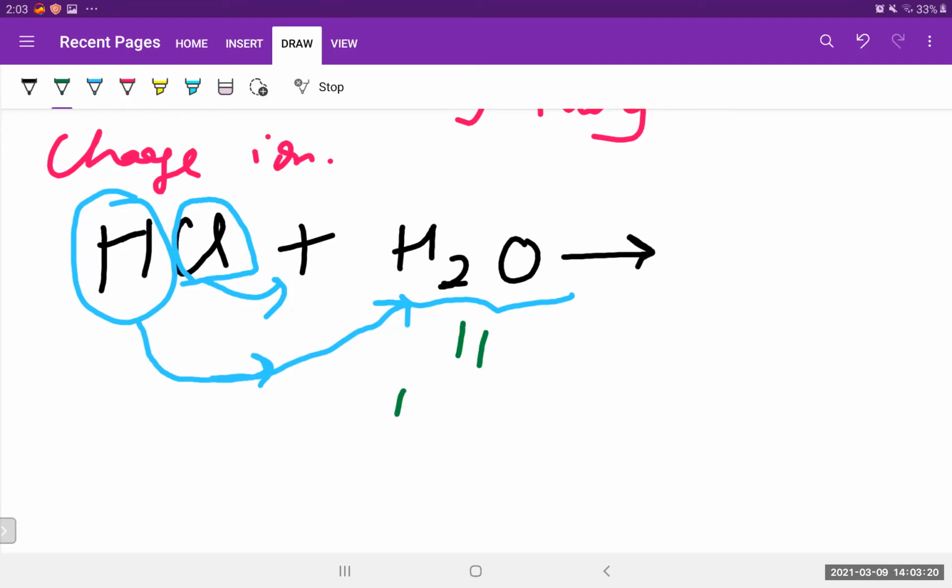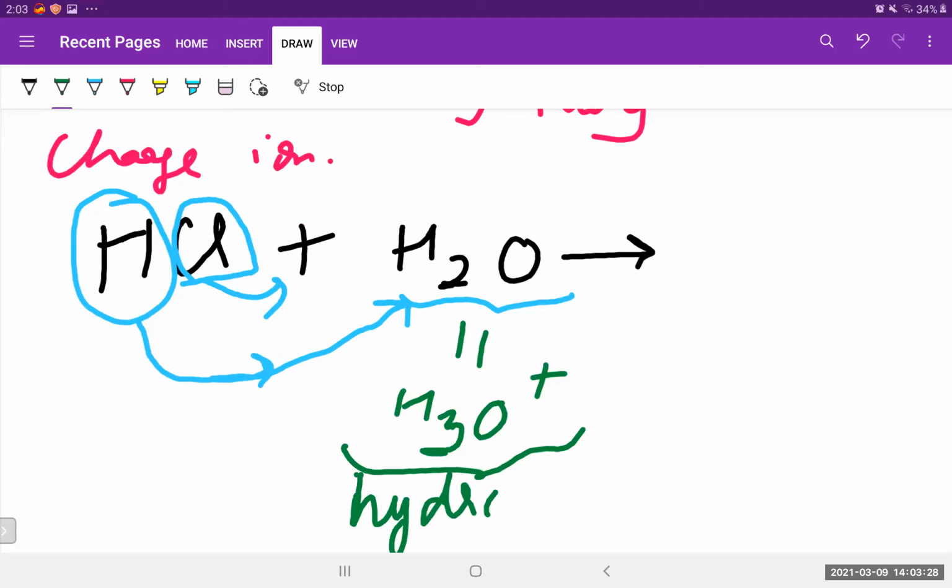And then we get what? We get H3O plus. And what was its name? Its name was hydronium. Nobody replies. Hydronium. Its name was hydronium ion. Is it clear? So now let's see what's happening first of all.